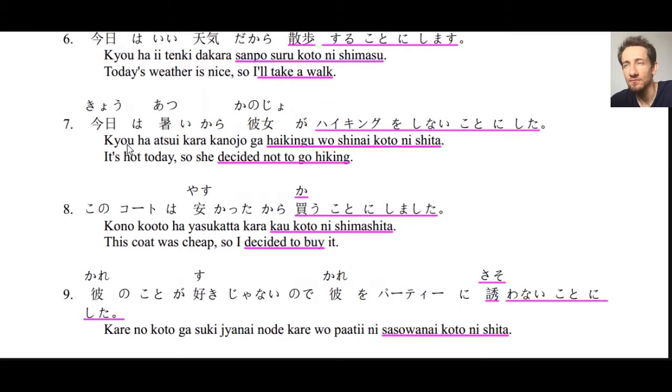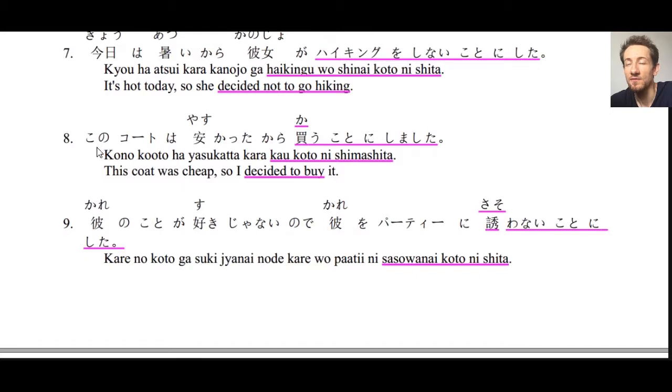Number 7. 今日は暑いから彼女がハイキングをしないことにした。So here we have the negative form しないことにした。And we have the casual past tense of する。So we could say ハイキングをしないことにしました。or しないことにした。The casual form, informal form.